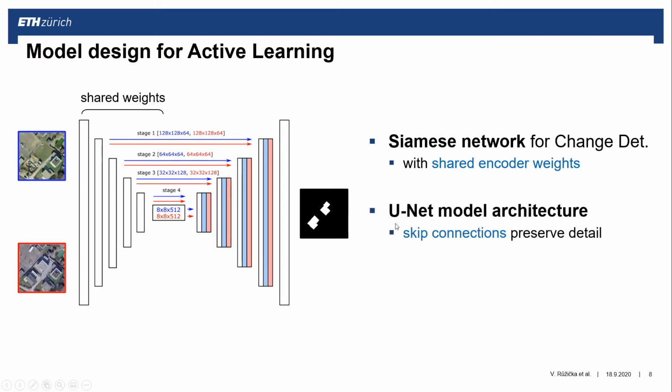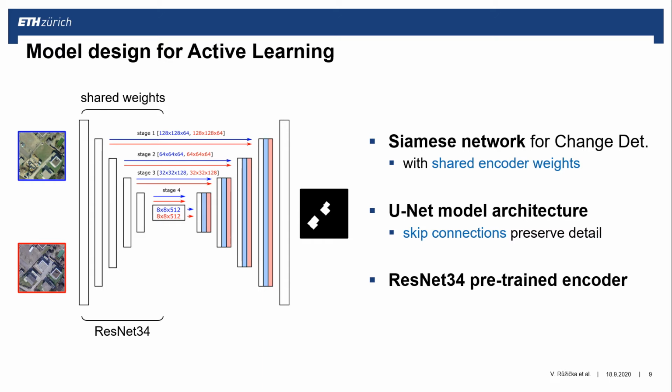We are also using the UNet model architecture as an inspiration, and so we have these skip connections which allow us to preserve details throughout this model. Finally, we are using a pre-trained ResNet34 inside the shared encoder head as a starting point. Namely these last two points allow us to train this model and have some sort of meaningful representation being learned even from a very small training dataset, which is in particular very important in the active learning scenario, where in the early iterations we do not have much training data.